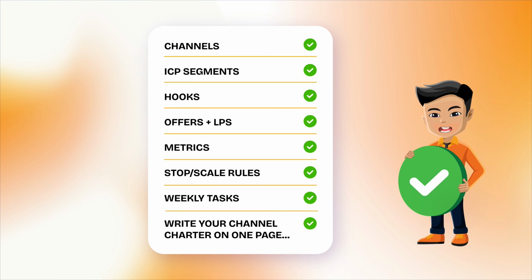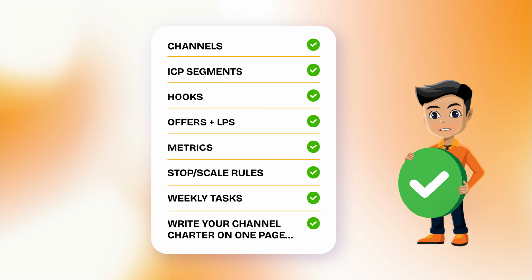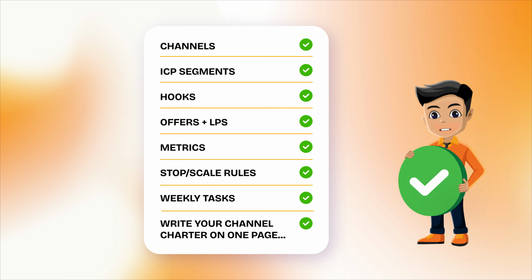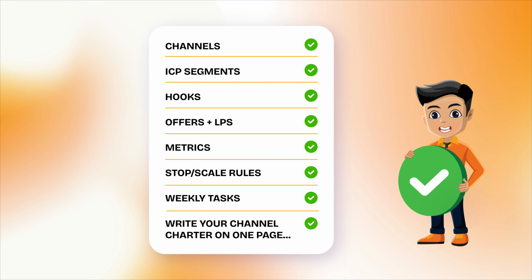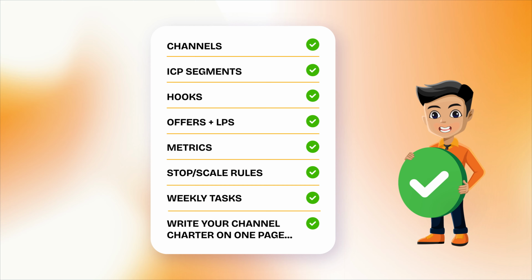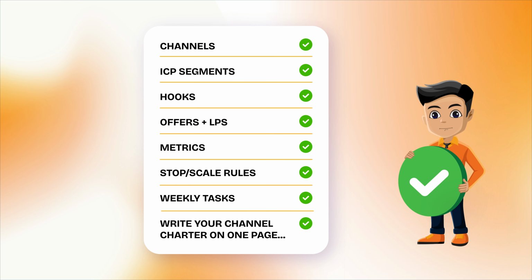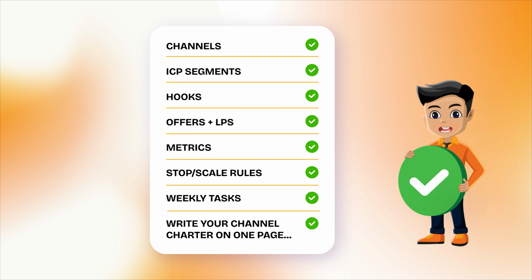Picking the right channels is about intent, focus, and fit. Choose 1 lane to master, 1 to support it, and commit for 90 days. Measure what matters, protect your CAC, and let your winners earn the right to scale.